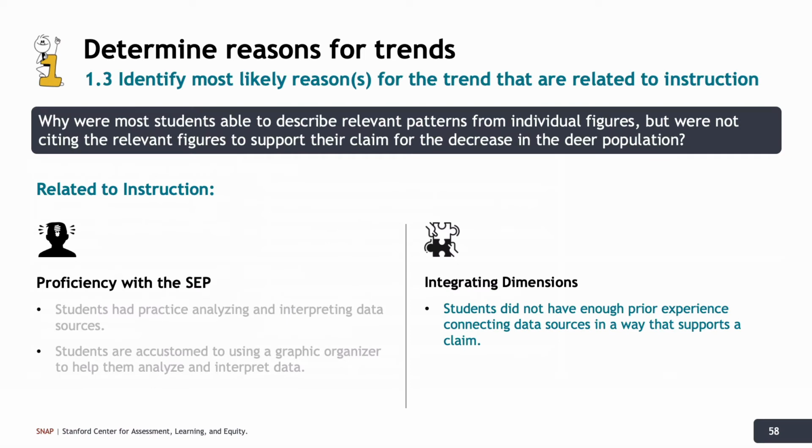Based on the trends, we thought this seemed like the most likely reason. The fact that students were able to describe relevant patterns when it was individual figures, or they had the help of a graphic organizer, tells us they most likely had enough practice with analyzing and interpreting data. It's the ability to connect those patterns in a way that supports the claim that students are struggling with in Question 4.